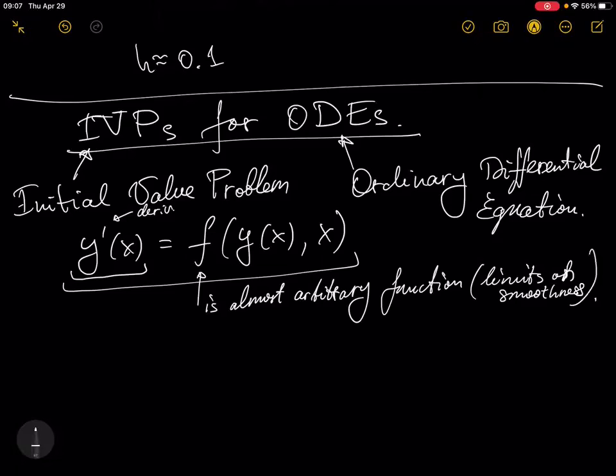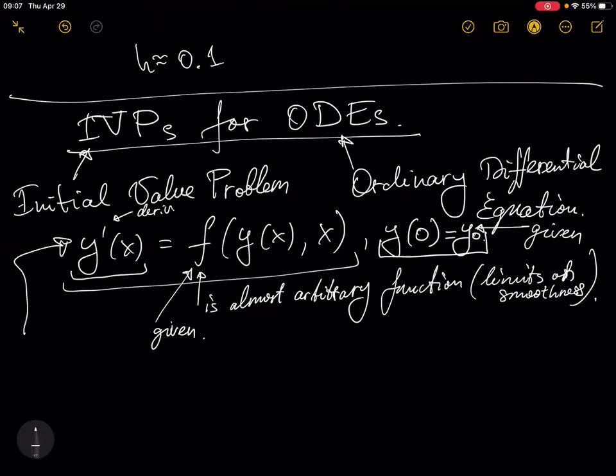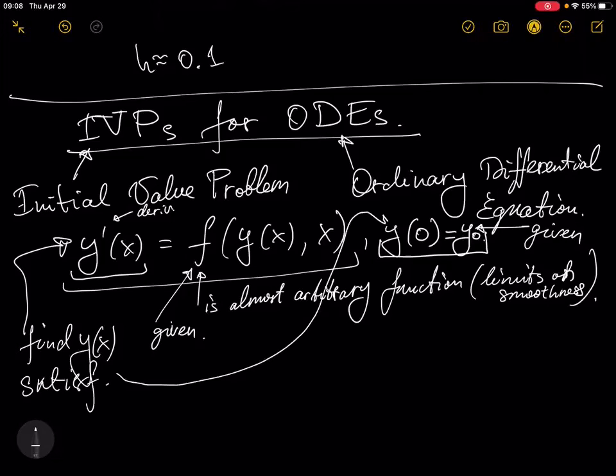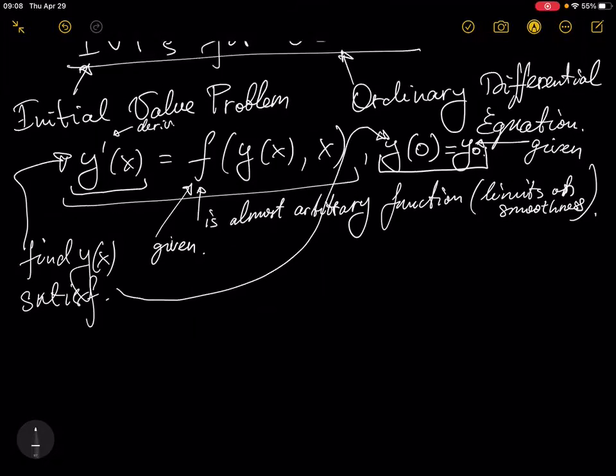And usually you have an initial condition, so that at x equal to 0, or if you like at t equal to 0, instead of x we can use t, we know that our function is equal to some value. So this is given, and this is given. The function is given. And you need to find y of x satisfying this condition. So this is an initial value problem.